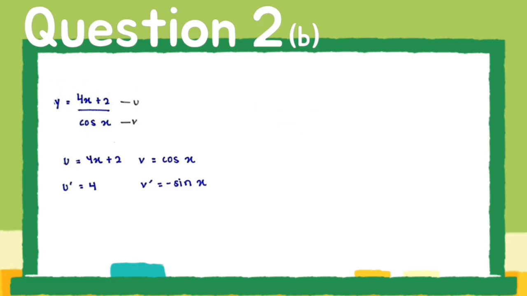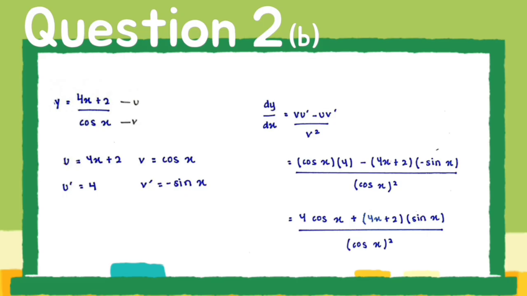This time, we are using the quotient rule formula. dy over dx is equal to vu prime minus uv prime, all over v squared. And finally, substitute all the values we had identified earlier into the formula and that's it. Now, that's how we solve it like a pro.